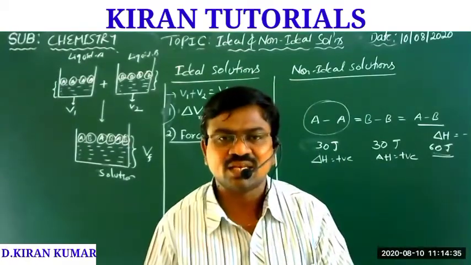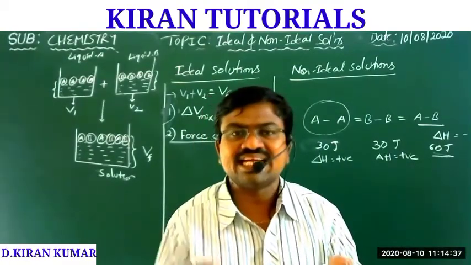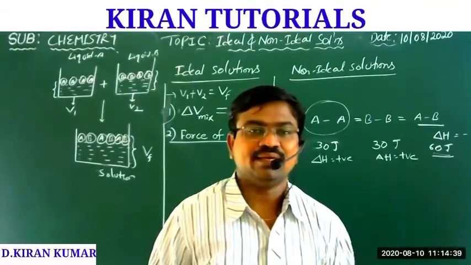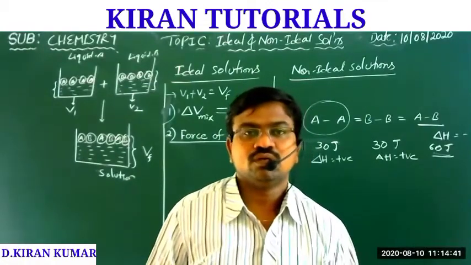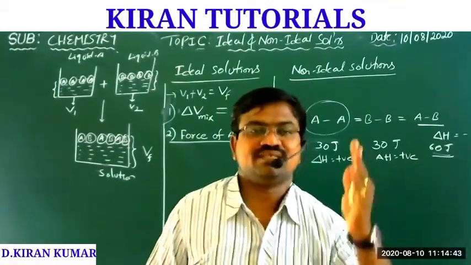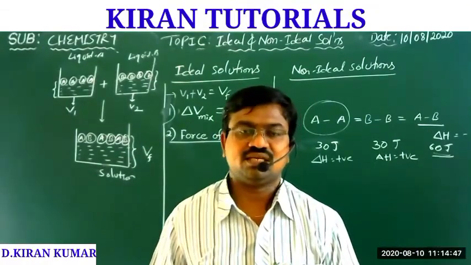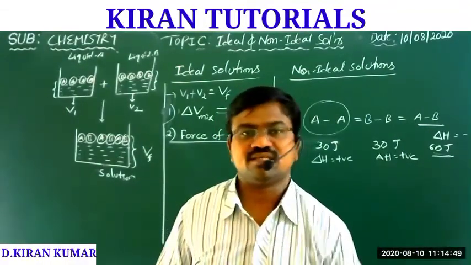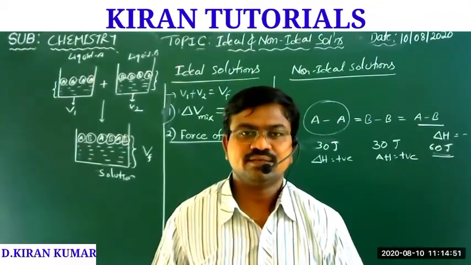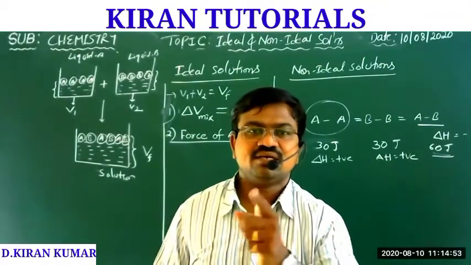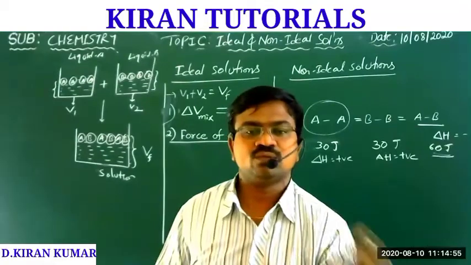Then the change in energy, change in enthalpy, delta H equal to H1 plus H2 minus H3. H1 plus H2 minus H3 equals 0. Clear? So 60 minus 60 equals 0.